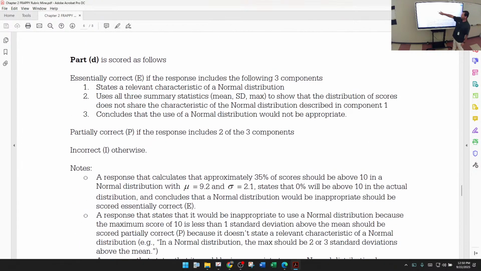Part D, essentially correct. First of all, you've got to say no. That's the third part. You've got to have a no in there. That's where I go back to ATQ, answer the question, right? No. So I've got to see a no in there. It states a relevant characteristic of a normal distribution. I think that's what we missed a little bit here. I'm not too sure we hit it quite right.